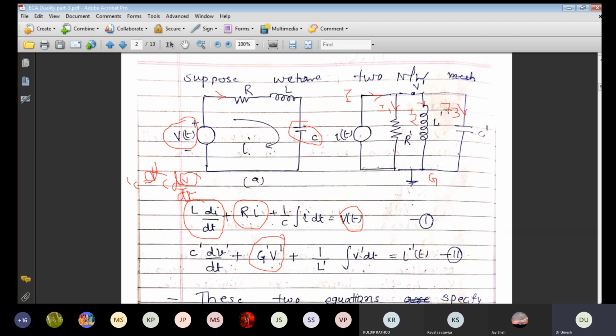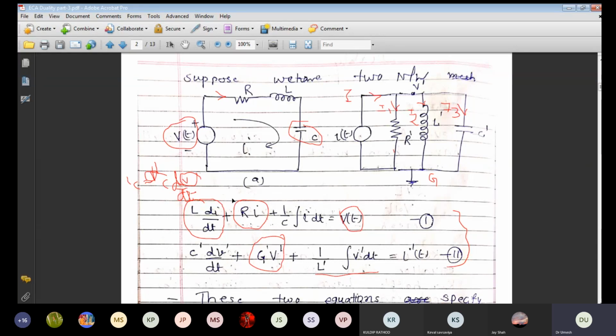Then the inductor current is an integration equation. Suppose you want to find the current equation in terms of I, so that is the integration of 1 upon L integration V dt. That is the current in the inductor. This is current I2, and this is I3, the current in the capacitor, that is C dV by dt. Now I have written these two equations.